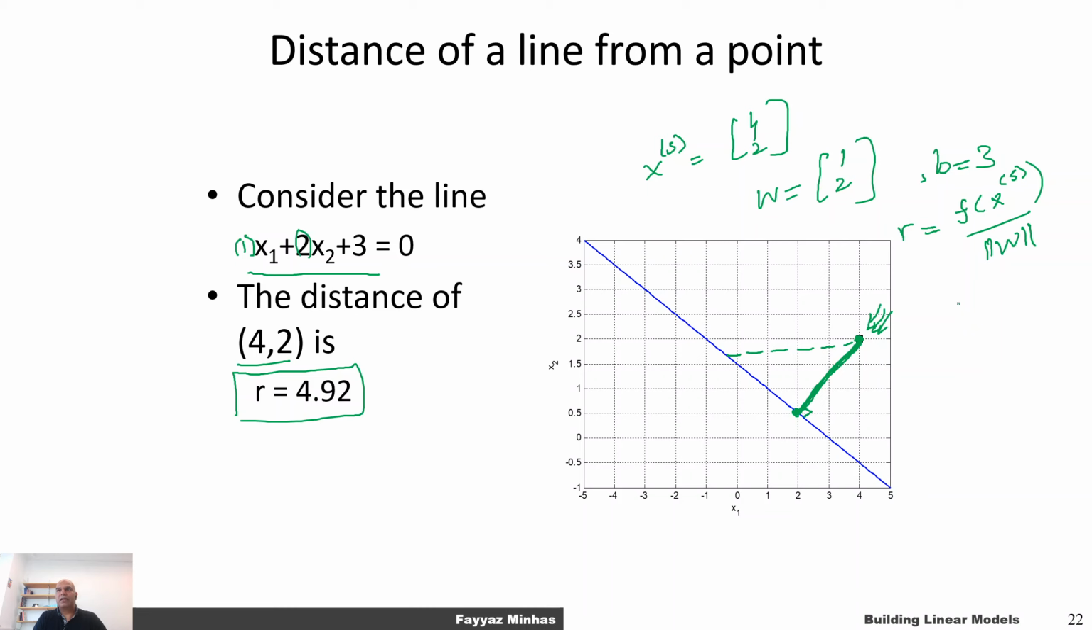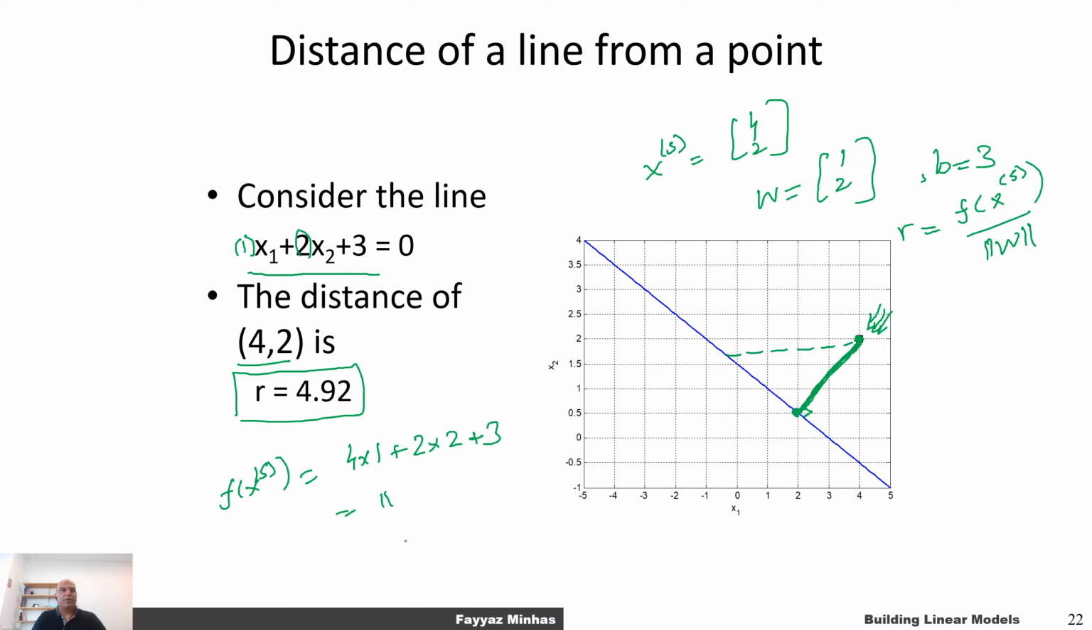If you do that, we first need to calculate f of xs. So I'm going to go ahead and do that. That comes out to be 4 times 1 plus 2 times 2 plus 3, that's the bias term. 4 plus 4 is 8, and that is going to be 11. So f of xs is going to be 11.